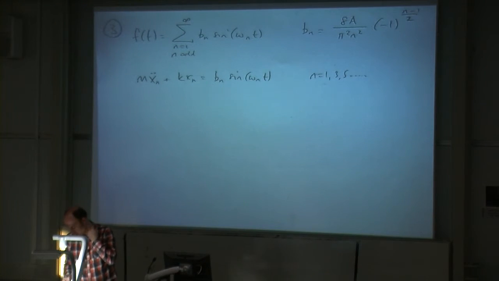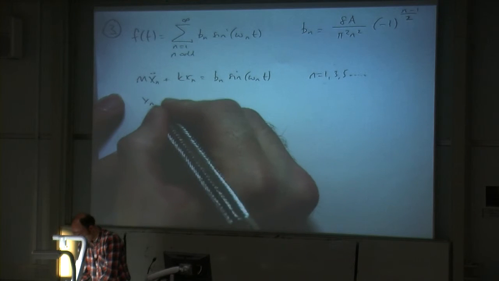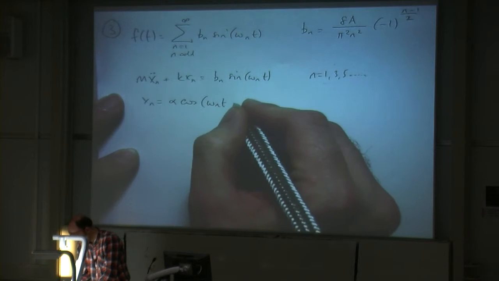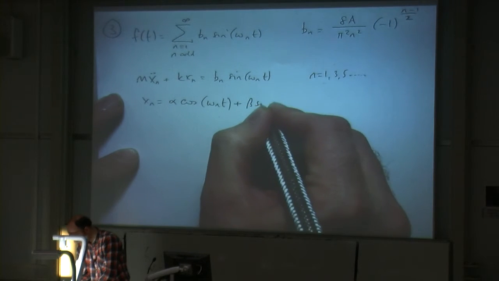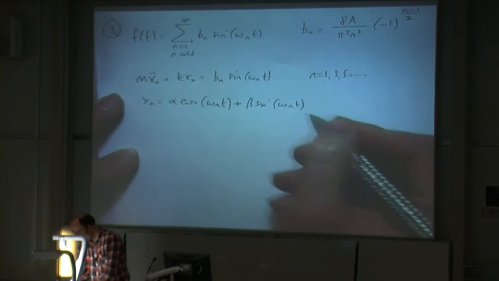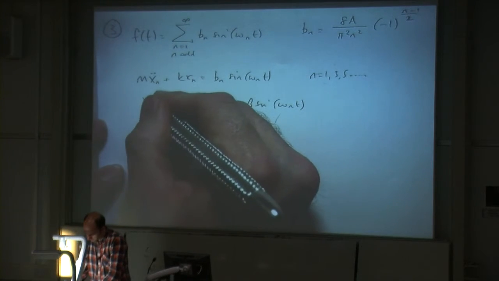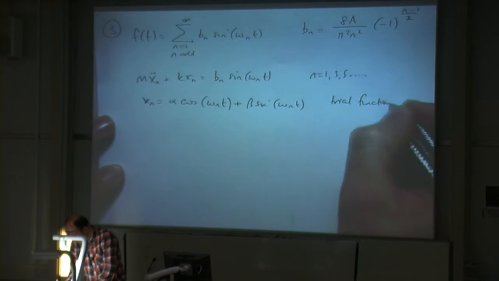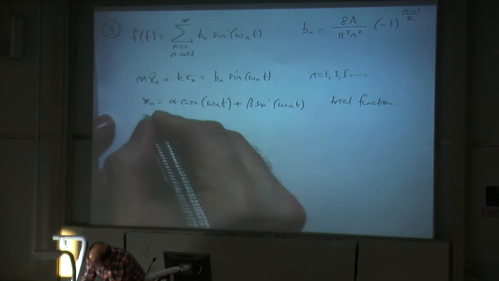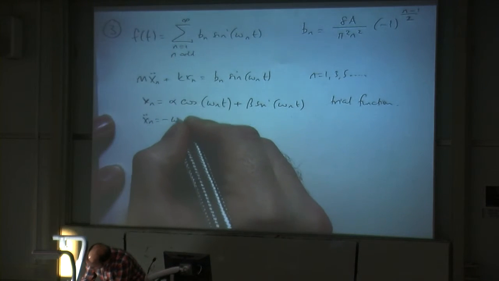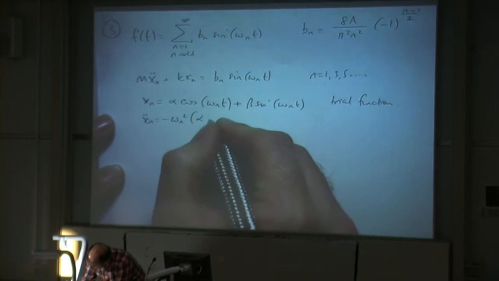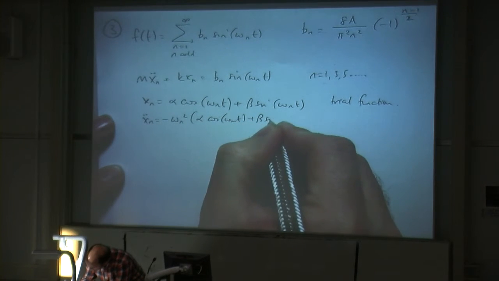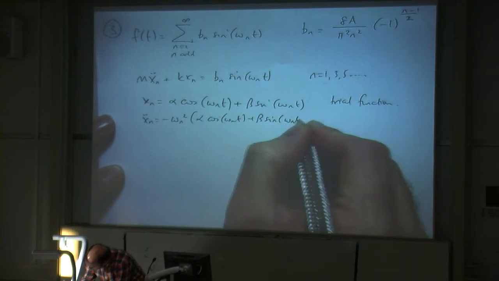It's a sinusoid, so we apply the trial function. x_n is alpha cosine omega_n t plus beta sine omega_n t. That's the trial function. And so x double dot n comes out to be minus omega_n squared times alpha cosine omega_n t plus beta sine omega_n t.